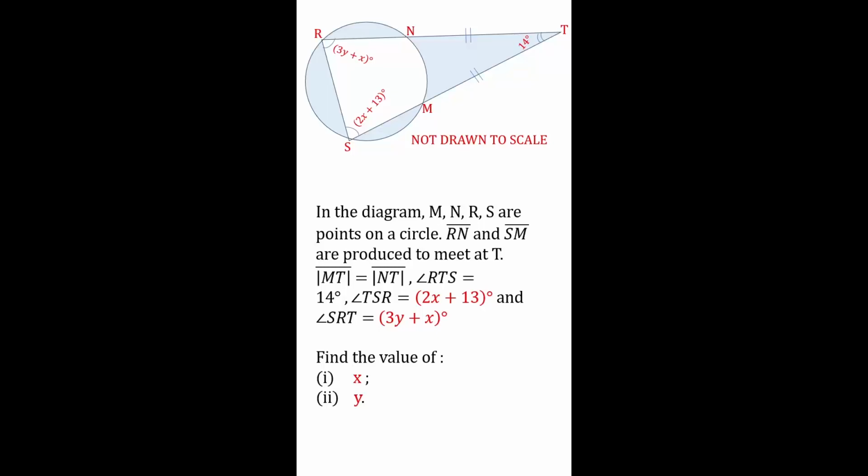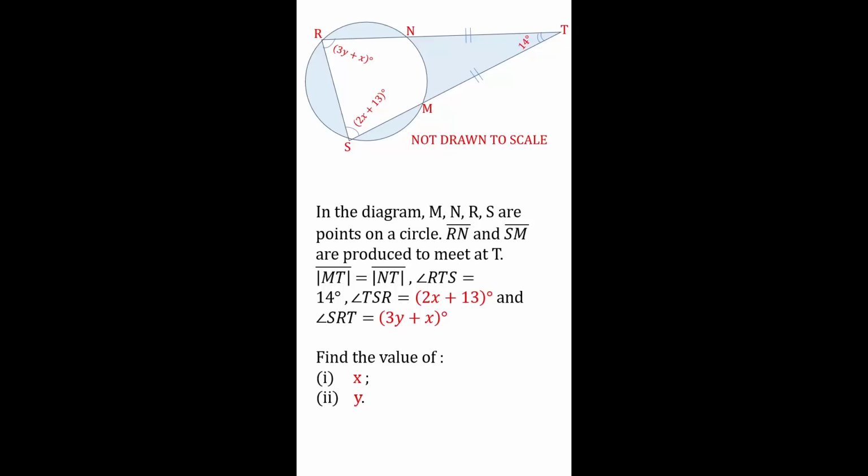Hi guys, we have a GCE question here that is giving us a diagram that has a composite shape, that is a circle and a triangle combined together. So the question might look a bit daunting at first, this GCE that was written very recently, but it's not really too hard.